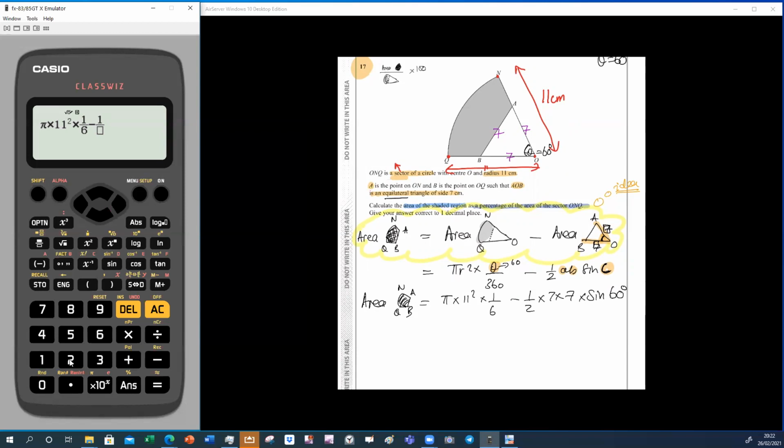Come on, Salih, get a calculator out. Get one. That's the whole point of me demonstrating. If you're sitting there, you're not even using a calculator.